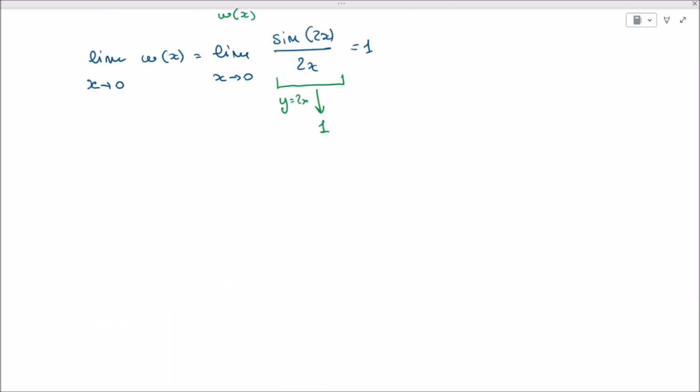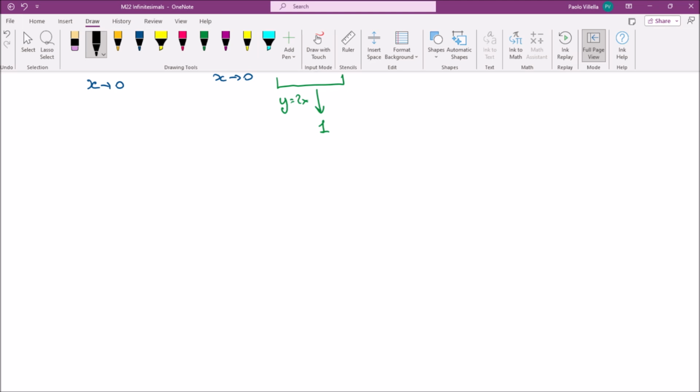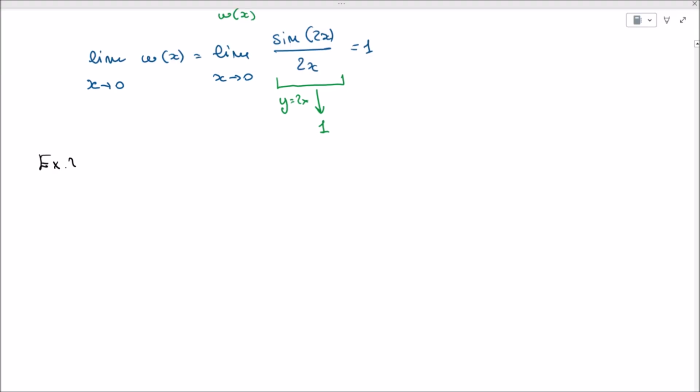Let's consider another example of asymptotic equivalence. Example 2. Let's consider this: e to the x minus cosine of x is asymptotically equivalent to x for x that goes to 0.